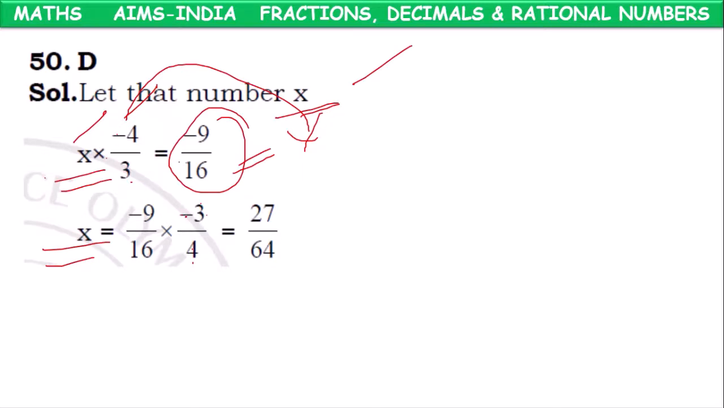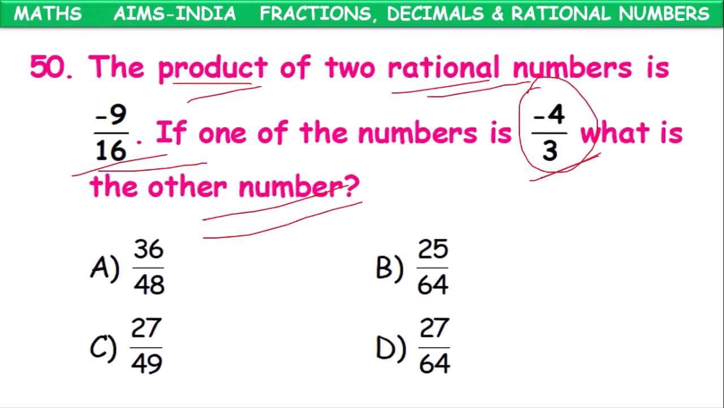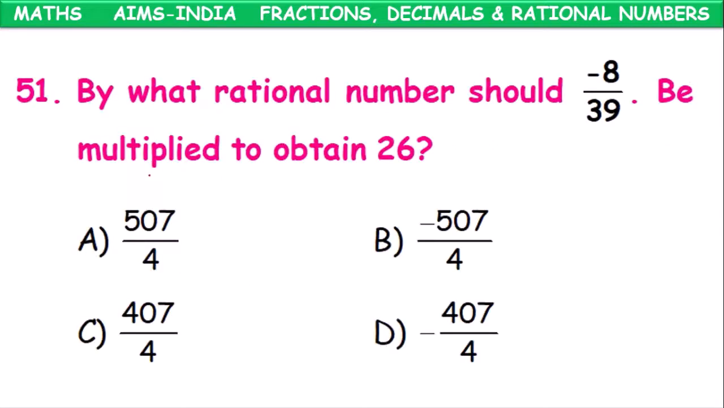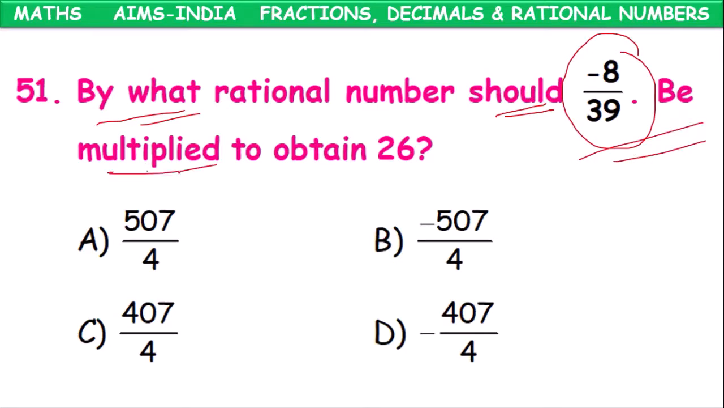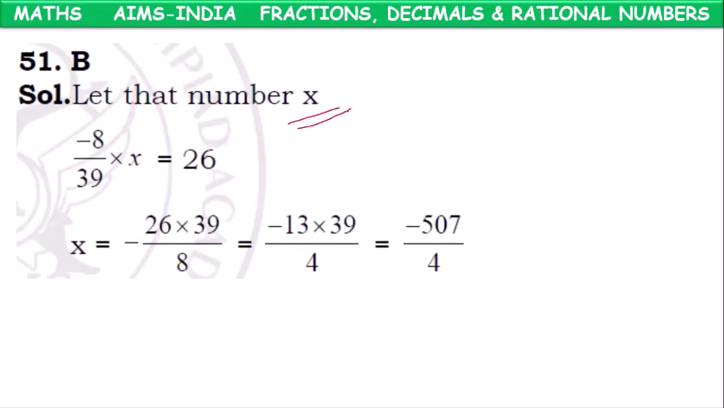No cancellation, direct multiplication. Minus into minus is plus. 9 3 times 27, 16 4 times 64. 27 by 64. D option. So by what rational number should minus 8 by 39 be multiplied to obtain 26? Same model question, children. The other number we have to assume as x and find the x value. Do it as homework.